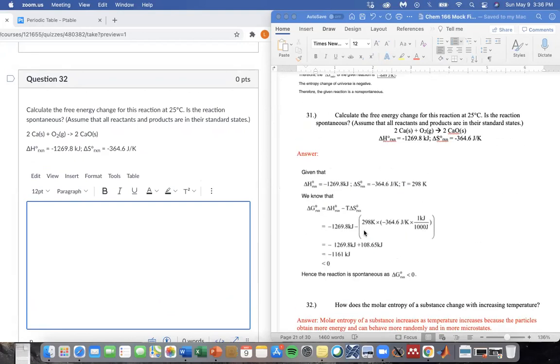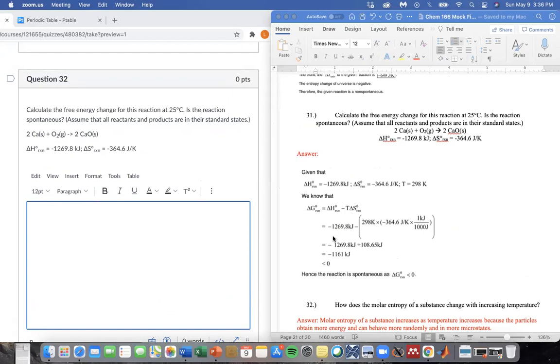So for this one we have to calculate the free energy change at 25 degrees Celsius. We can just use our delta G equals delta H minus T delta S equation again. The thing to do here is that we're given our temperature in 25 degrees Celsius, so make sure that you convert that to Kelvin. And so you would get 298 Kelvin.